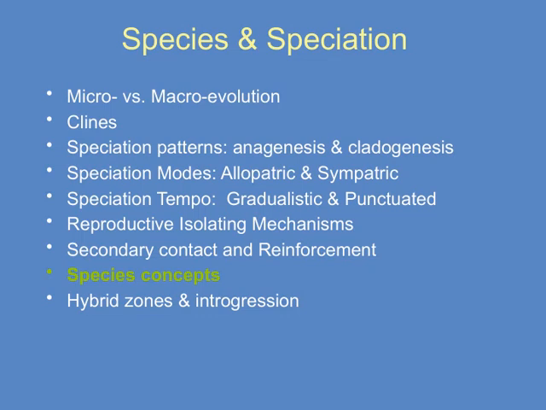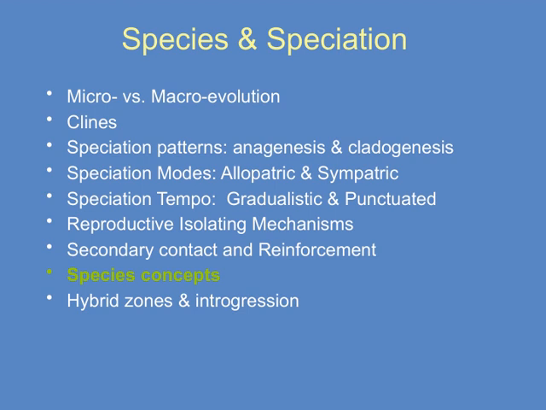Let's dive into species and speciation. First, we have micro versus macroevolution. Microevolution involves small changes within a species, like gene frequency shifts, while macroevolution refers to larger, more significant changes that can lead to the emergence of new species. Next, clines are gradual changes in traits across geographic areas, which can tell us a lot about how populations adapt over space.